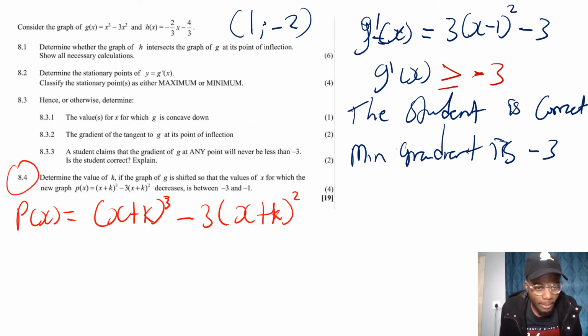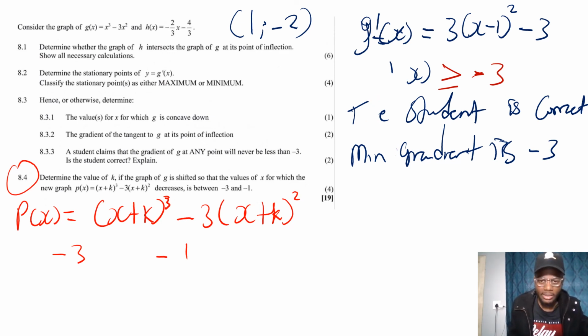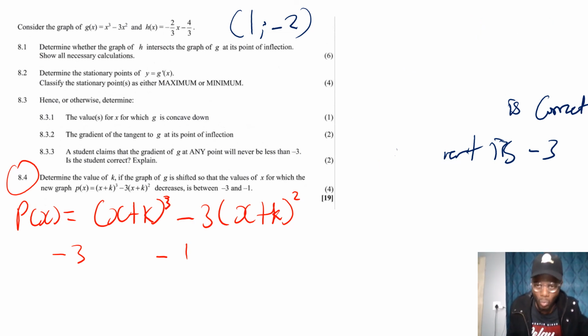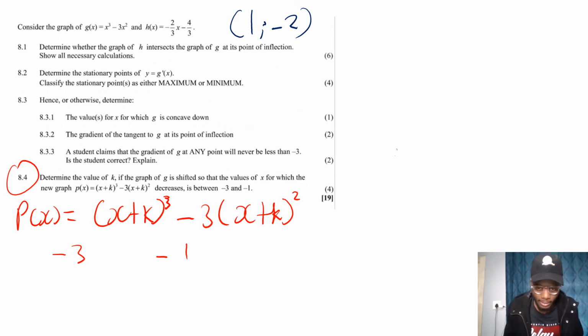But this function decreases between -3 and -1. One thing we have to understand: where the graph is increasing or decreasing, we use the stationary points. When we're talking about where the function is increasing or decreasing, not the gradient, we are using the stationary points. So we have to find the stationary points of g of x first, so that we can understand the shift that has taken place. So let's do these things first.